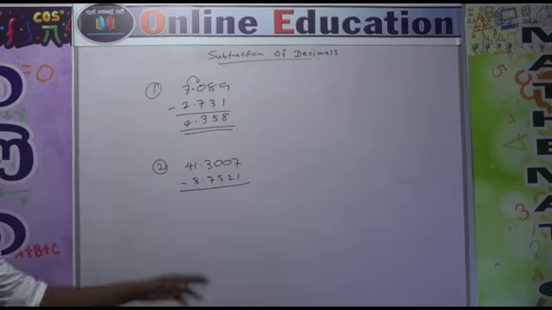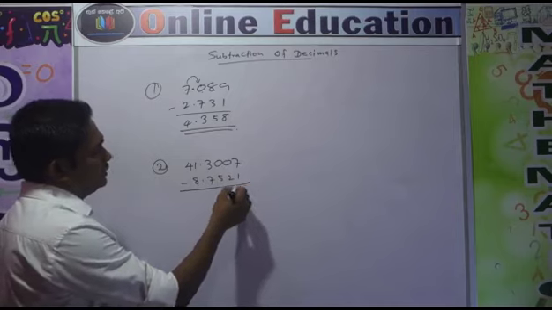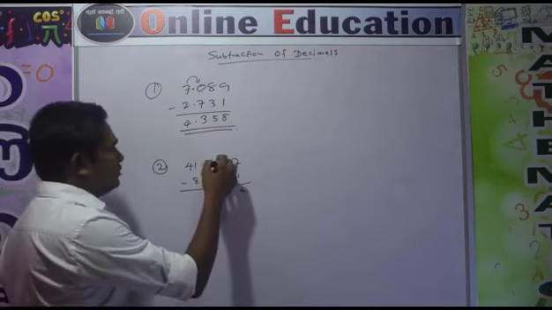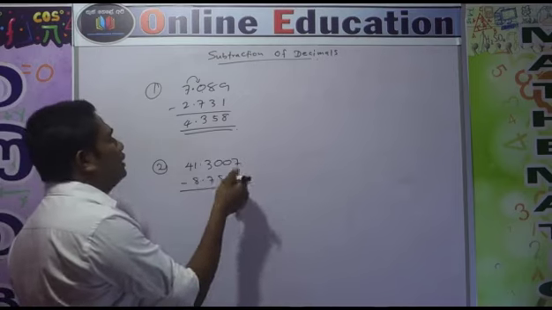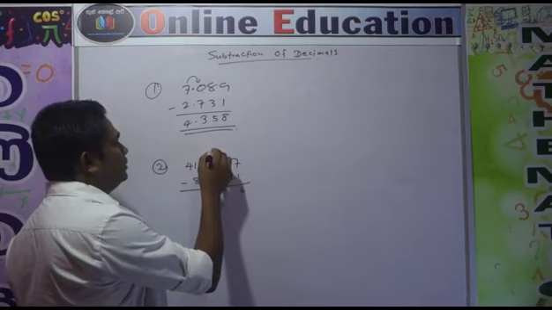Subtraction. 7 minus 1, 6. 0 minus 2. We can't subtract 2 from 0. Get 1 from the next one, which is also 0. Go to the next one, 3. Yes, we can get 1 from here.